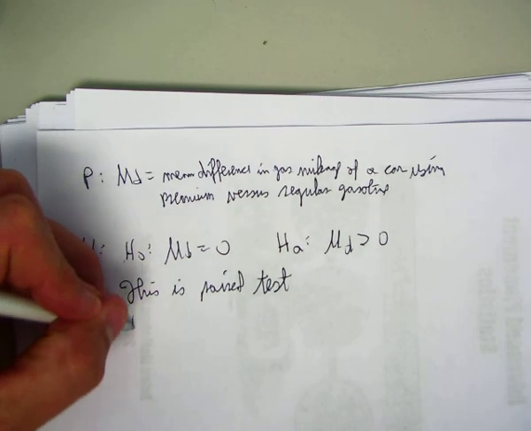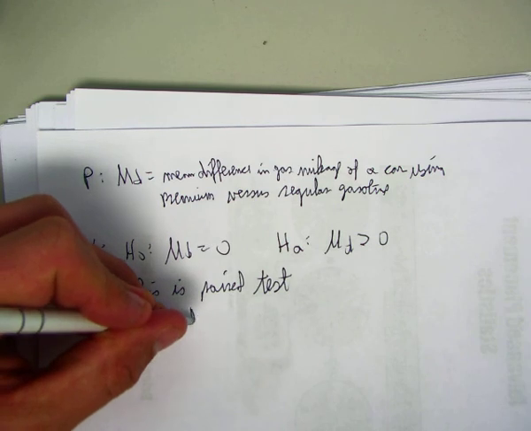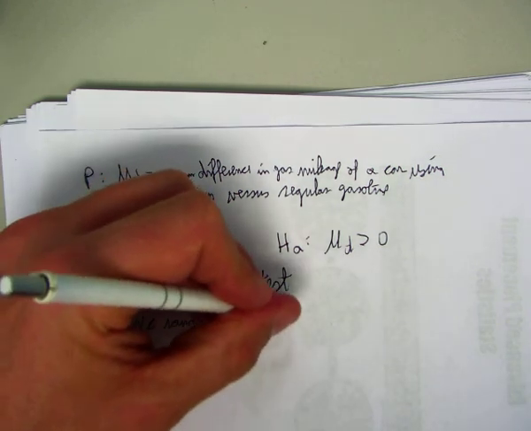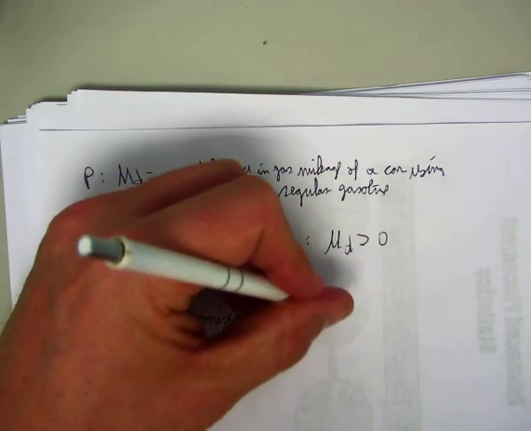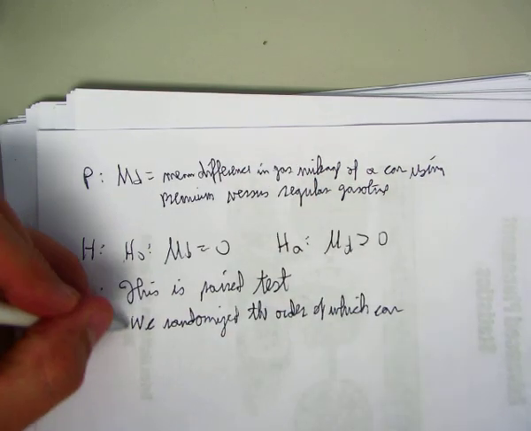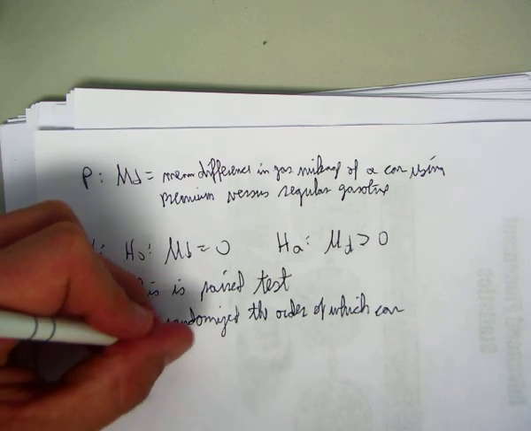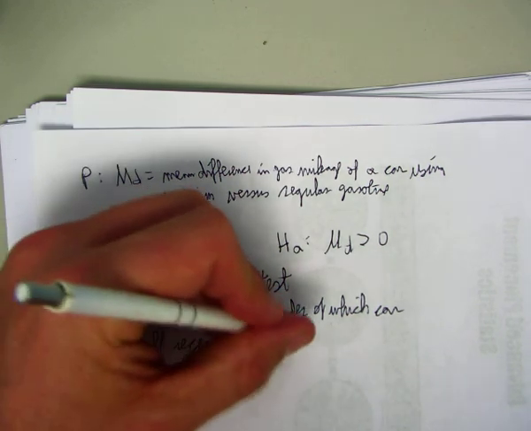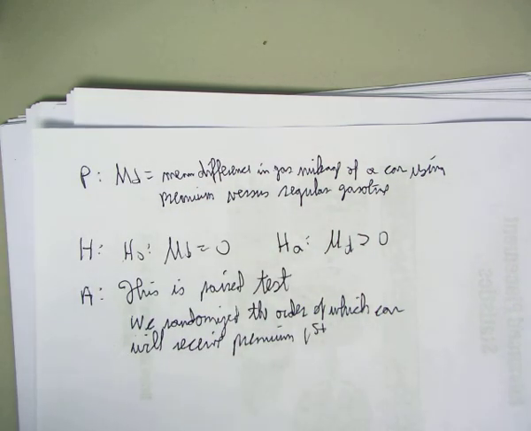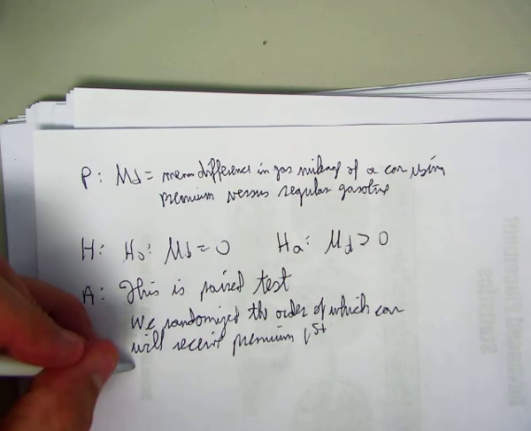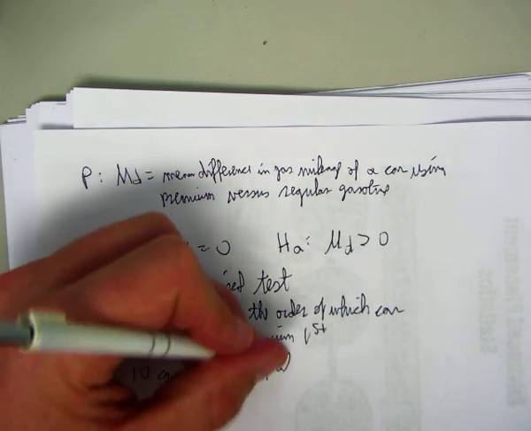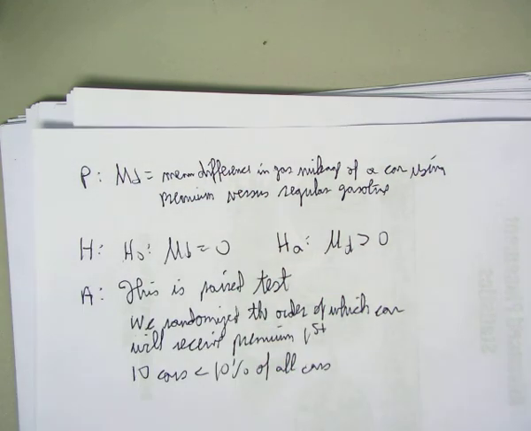So I believe we randomized this. We randomized the order of which car will receive premium first, right? So we randomized the order. 10% condition, 10 cars. It's less than 10% of all cars. And then we got to check the normal condition, right?